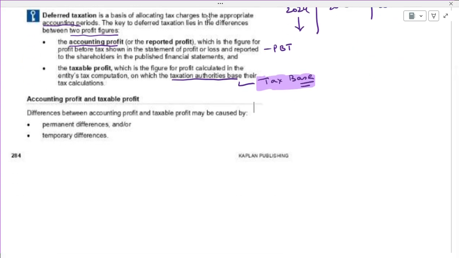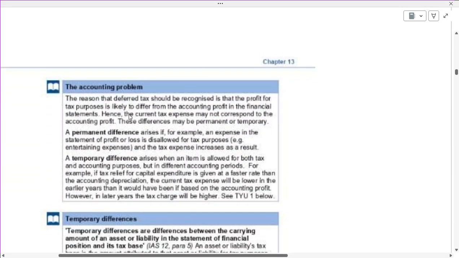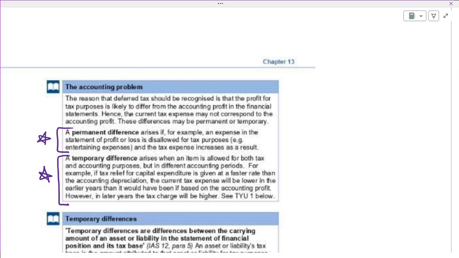Now, there is a difference between accounting and taxable profit. There will be a permanent difference, and there will be a temporary difference. Now, read this one. Even I am reading, you have to read. Not only read, you have to remember. The reason that deferred tax should be recognized is that profit for tax purposes is likely to differ. There will be a difference.